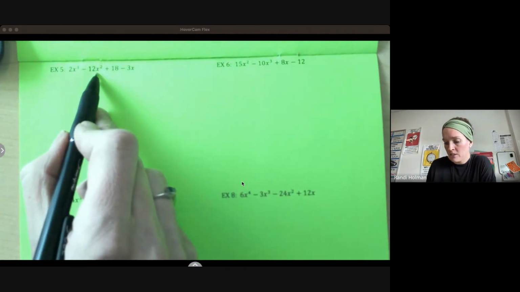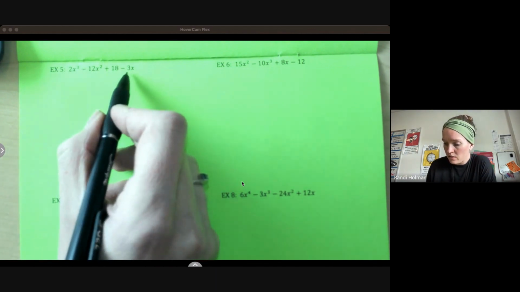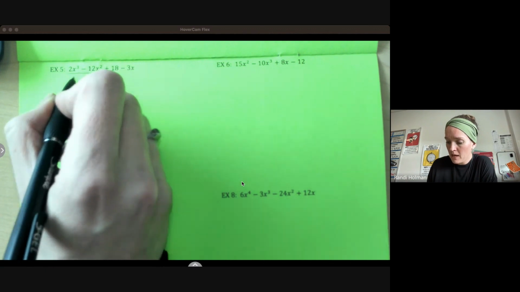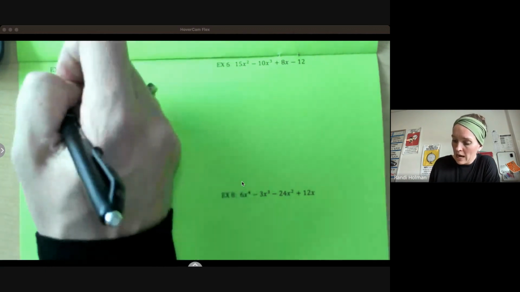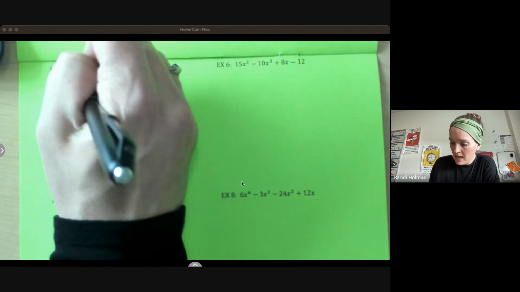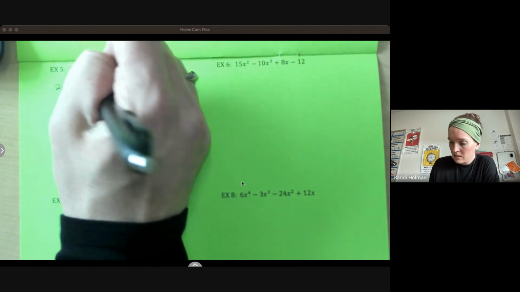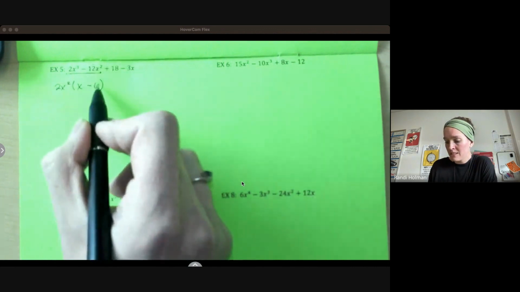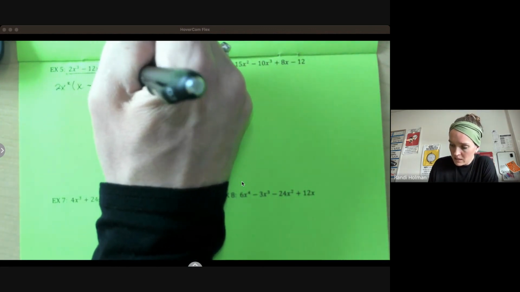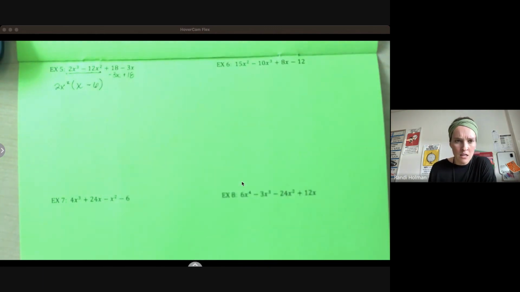Okay, greatest common factor here of all. No greatest common factor, so we're just going to group right off the bat. Okay, these two have a 2x squared in common, and I'm left with x minus 6. Okay, I want this to end up looking like this, so I'm going to rewrite this as negative 3x plus 18, just so it's easier for me to see.